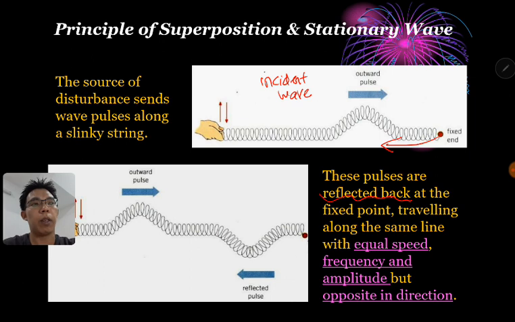As it turns back and travels along the direction it came from, another pulse is sent. These two pulses are going to meet at certain points, and they are going to form a stationary wave if it is possible. But we have to make sure that these two pulses, the incident pulse and the reflected pulse, must be of equal speed, frequency, and amplitude, but opposite in direction. That's the first criterion of a stationary wave.